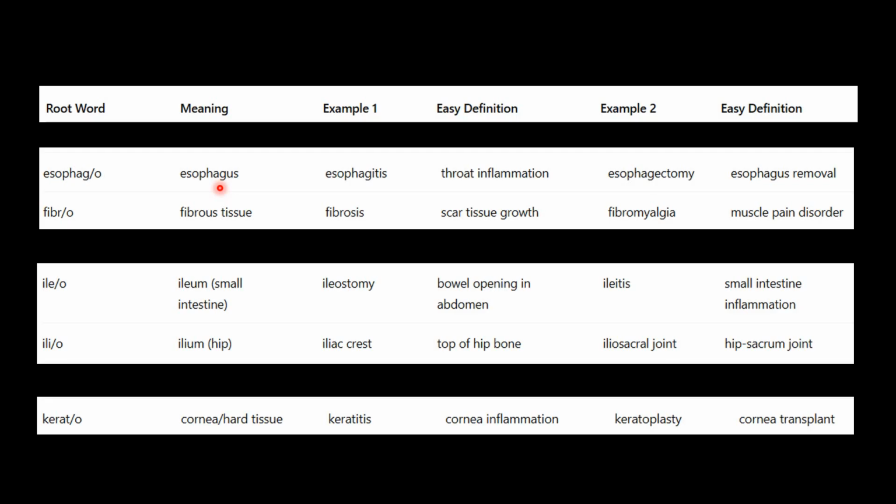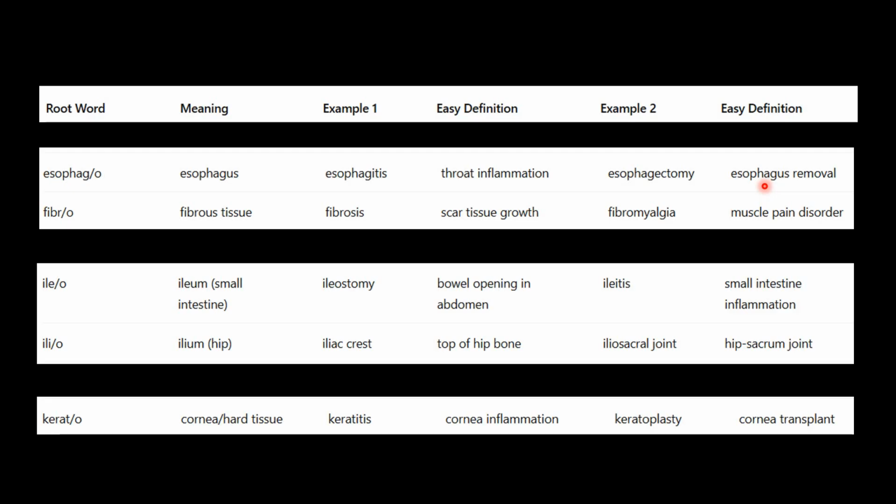Now we have the first example, esophagitis. Esophagitis means throat inflammation. The next example is esophagectomy, which denotes esophagus removal. So through a surgical procedure, if the doctors are removing the esophagus for some medical concern, then in that case we will use the terminology esophagectomy.